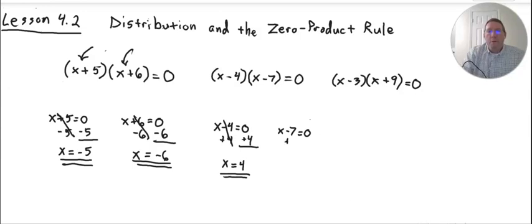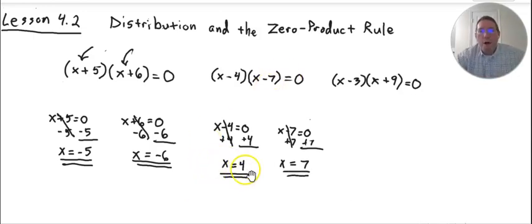For the x minus 7, we're going to add 7 to both sides, cancel the minus 7, carry down the x, carry down the equals. 0 plus 7 is 7, and our other solution is x equals 7. So our two solutions are x equals 4 and x equals 7.